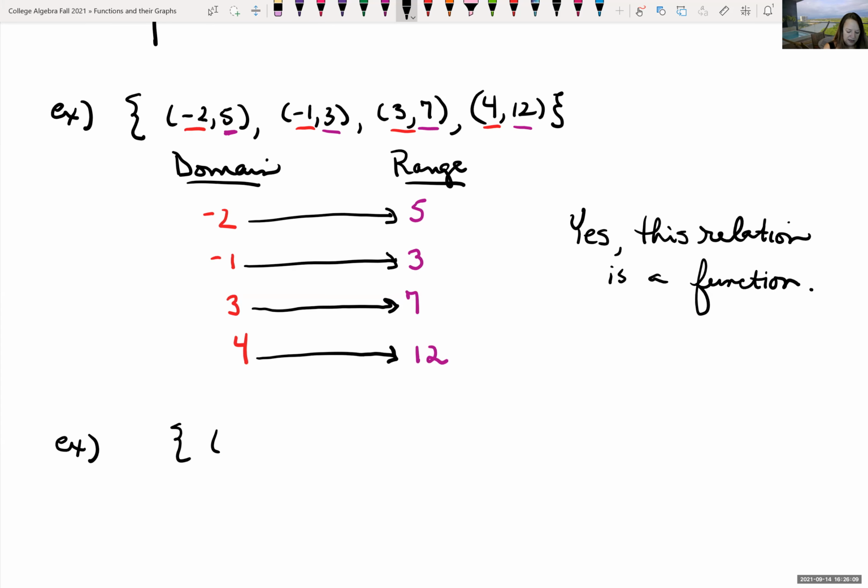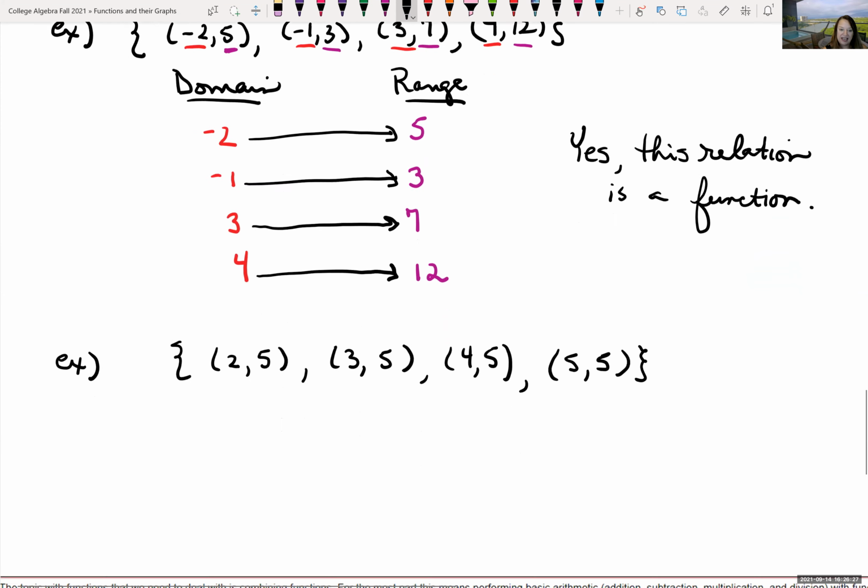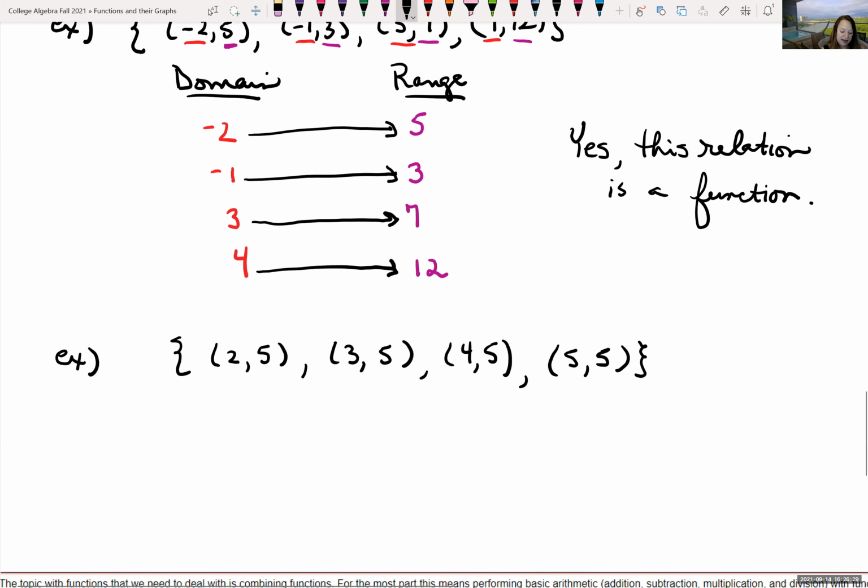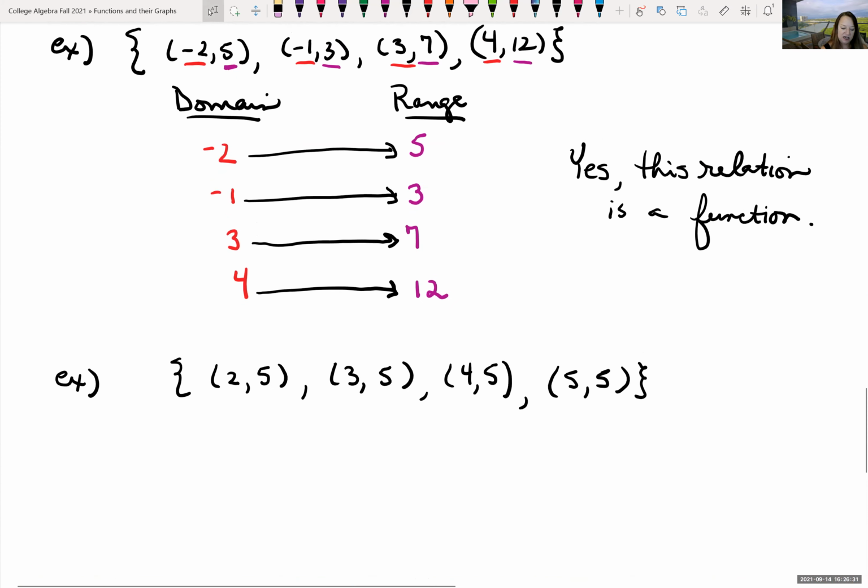What if it was the set of points (2, 5), (3, 5), (4, 5), (5, 5). So again, we want to determine what the domain is, what the range is, and if this would relate to a function or not.